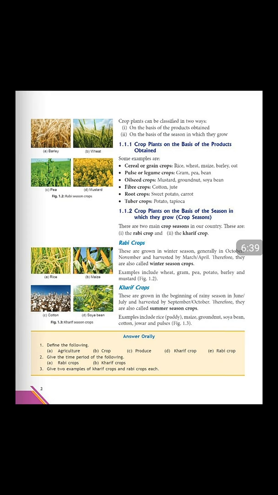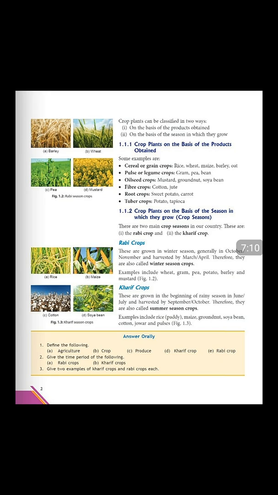Tuber crops, those plants whose stem part we are eating. So potato, and tapioca. All these are tuber crops which are grown underground, and then we are eating the stem part of that plant. So next comes the classification of crops on the basis of season in which they are grown. We have two main categories, that is rabi crop and kharif crop.